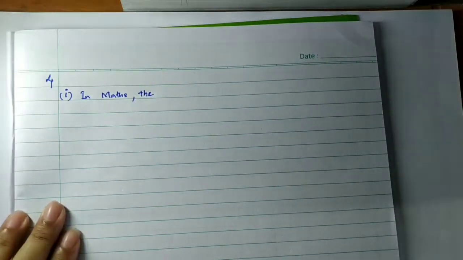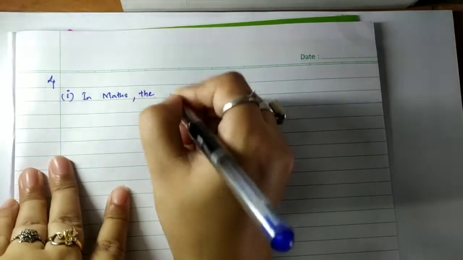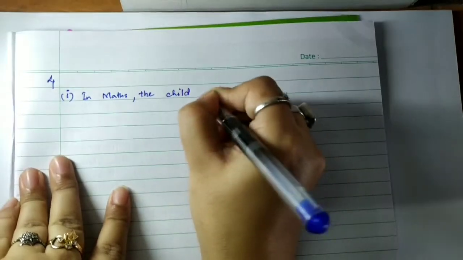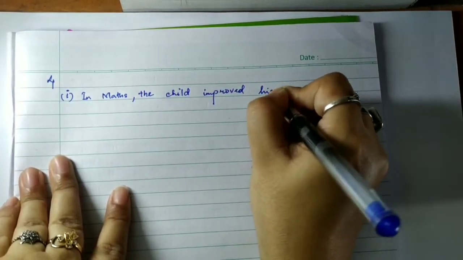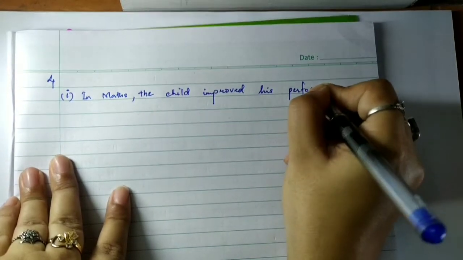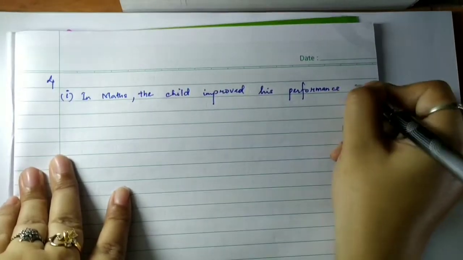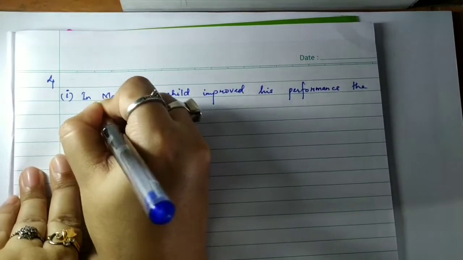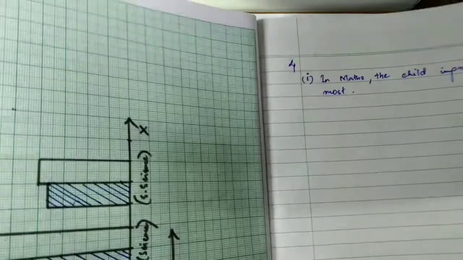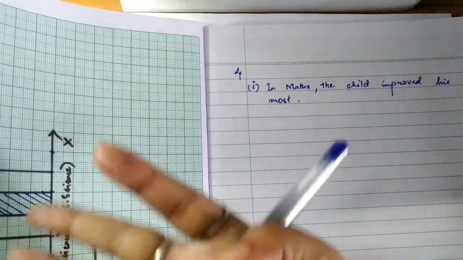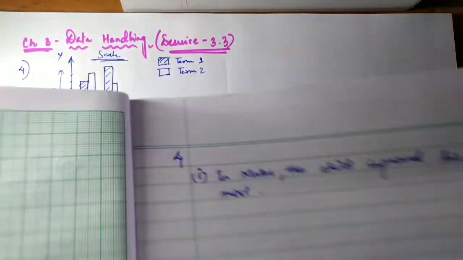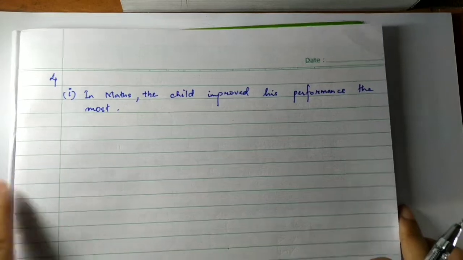Okay. So you can see here for number 1, in maths the child improved his performance the most. Now you might ask me where I am writing the answers. See, in your graph copy you have a page like this. On the right hand side I have written the question number, and on the left side you will draw the graph on this page, and on the right hand side you can write down the answers. Okay, so this is number 1.